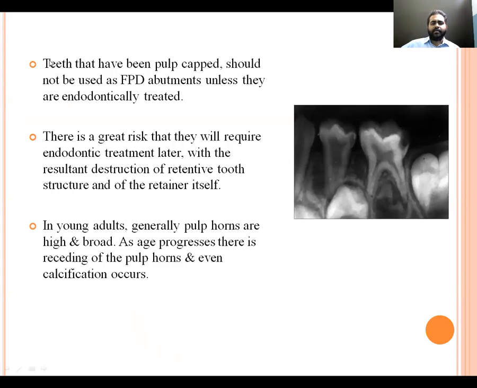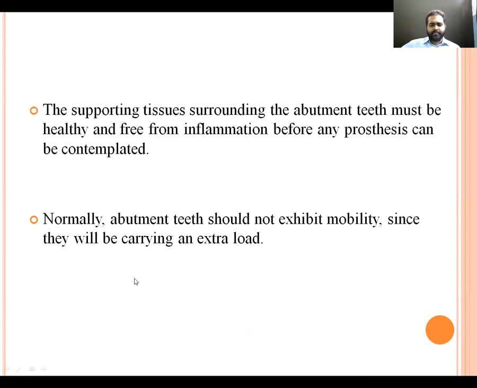So basically, teeth which can be pulp capped should not be used for the FPD as abutments. Pulp-capped pediatric teeth cannot be used as abutments, because there will be a greater risk after the endodontic treatment later on. There will also be a problem in young adults, because the pulp chambers are very high and broad in young adults. So we make sure that the proper age is considered for the abutment.